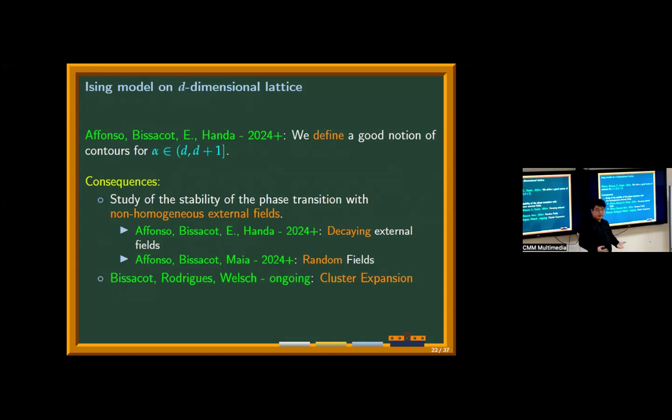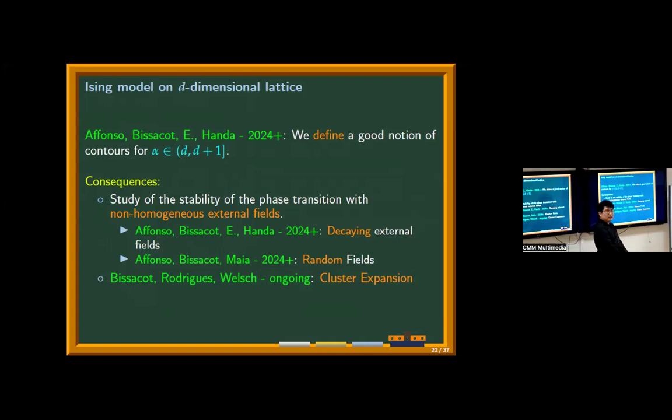One of the consequences that we have so far with the contours is one of the applications that we have with the non-homogeneous external fields. If the external field is constant, we can apply Lee-Yang, there's no phase transition. If you make this external field decaying, we can study the stability of the phase transition and the competition between the long range and the external fields. If I have time, I'm going to discuss that application. Another application is the random external fields. And there's a third one: you can develop cluster expansion by using these contours.